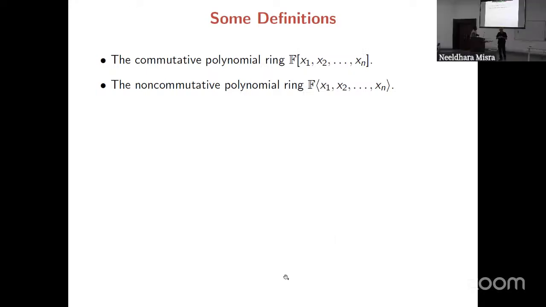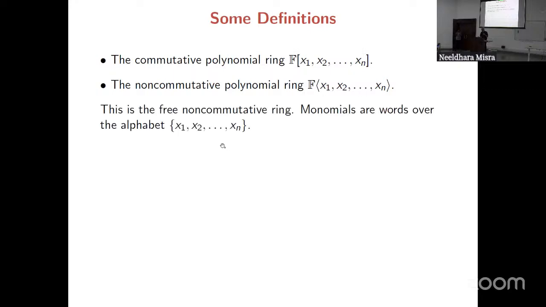Computation course. So x1 into x2 is different from x2 into x1, because the word x1 x2 is not the same as the word x2 x1. So that's the non-commutative polynomial ring. This is also called the free non-commutative ring because it's over the free monoid. x1 to xn generate all possible words without any other relations.